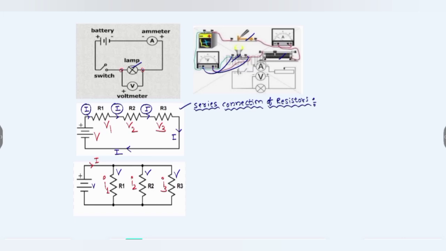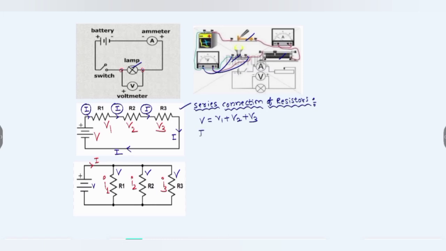So in series connection, what you need to remember: voltage is divided, current is unique. When voltage is divided, you have to remember the total voltage is V equal to V1 plus V2 plus V3. Now we know the V formula. What is V? I told you just now to remember all these formulae. V is equal to IR.